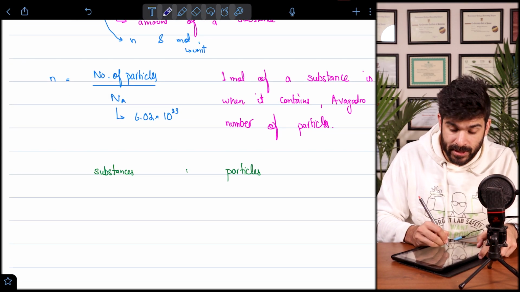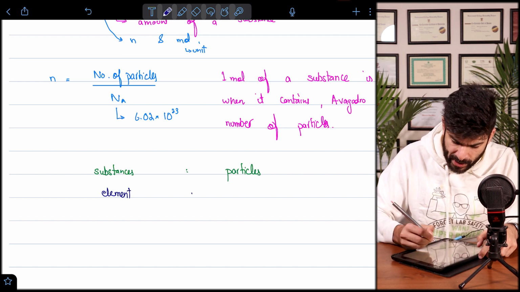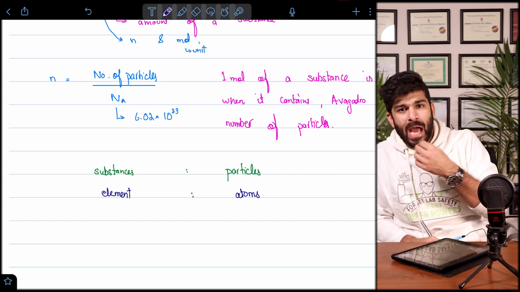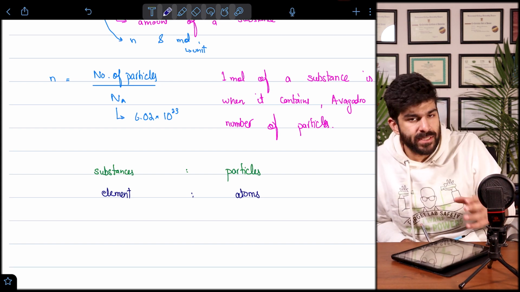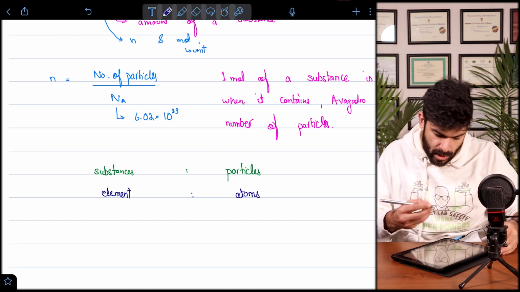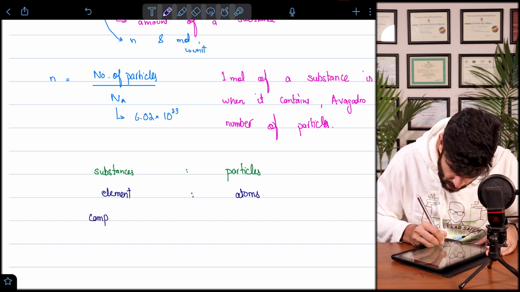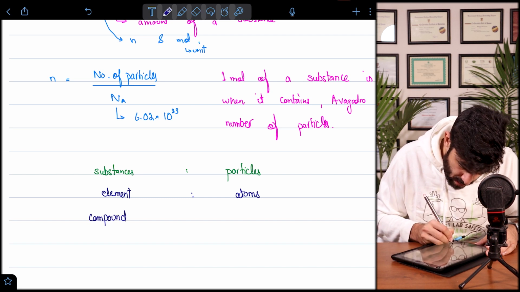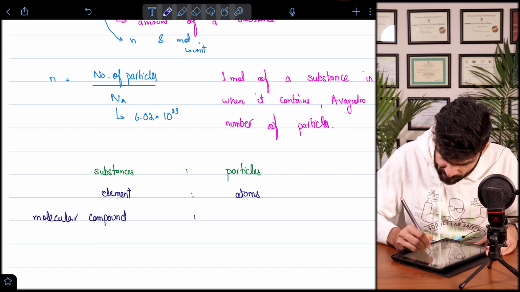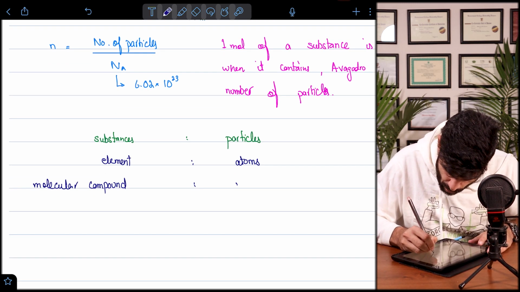When we have a substance as an element, we know that an element is made up of particles which are called atoms. So in the exam, if they say calculate the number of atoms in a particular element, the same relationship would be of substance and particles. Likewise, we have a compound, a molecular compound, that will be made up of molecules.